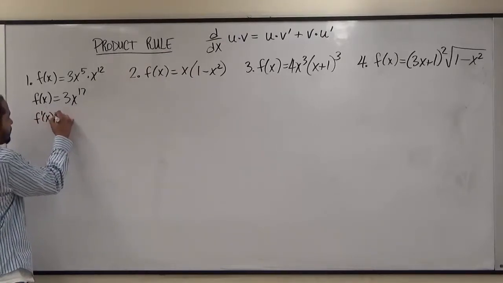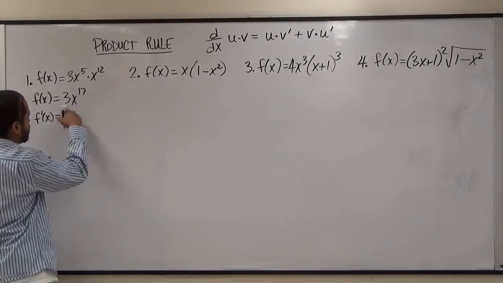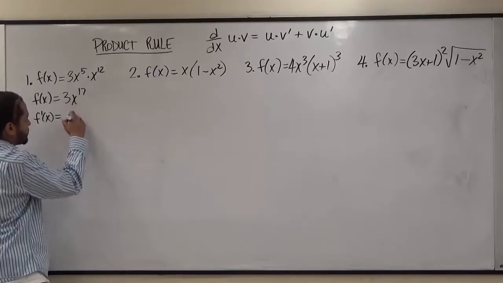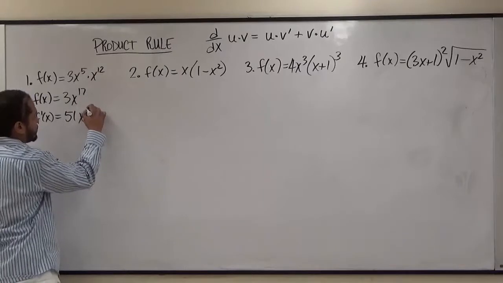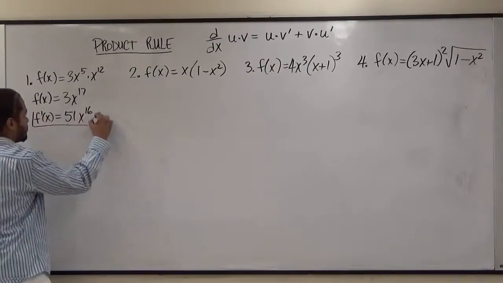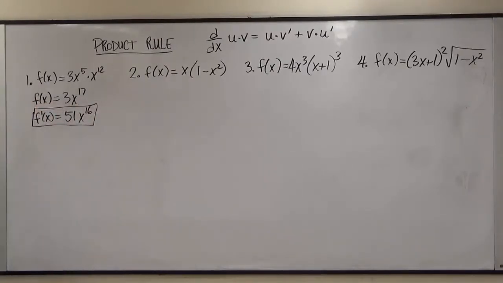Here, if I just do the original derivative based on power, I bring the 17 down. 17 times 3 gives me 51. And I subtract 1 from the exponent of 17, which leaves me with just 16. So we see the derivative of this already. But now I'm going to do the same derivative using the product rule.